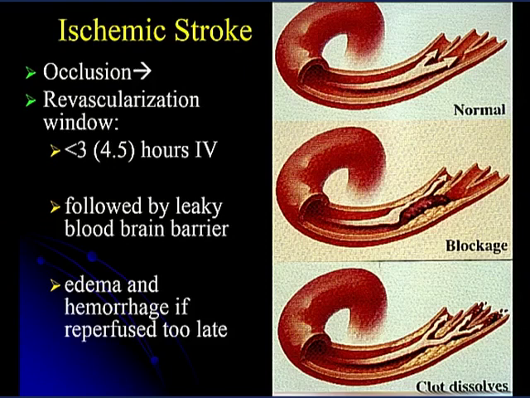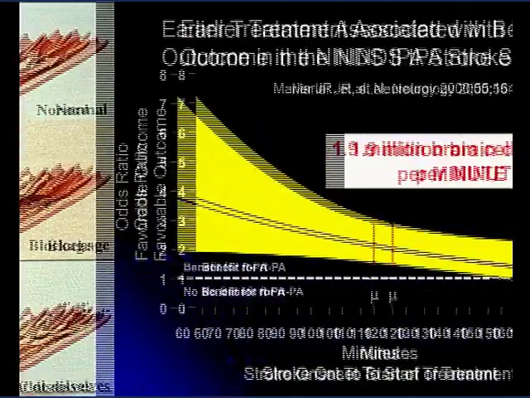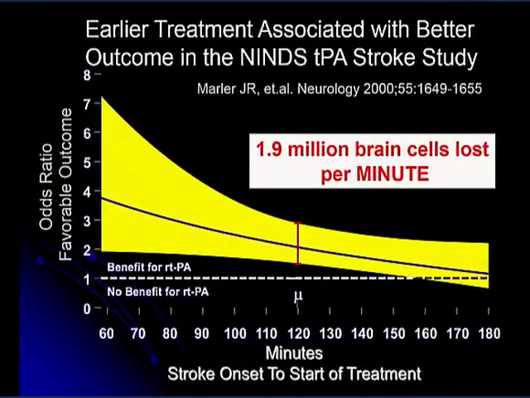So with ischemic stroke, that occlusion occurs, and then we have a revascularization window. We know from animal studies that initially it looked like about 3 hours or so, and studies had gone out to 6 hours in the European trials, and we'll talk about the 4.5 hour window in a minute. After that period of time, you start getting a leaky blood-brain barrier. So if you reperfuse late, you start having secondary problems with edema and hemorrhage. So we don't want to do it too late, which is why we need to stay within the window.